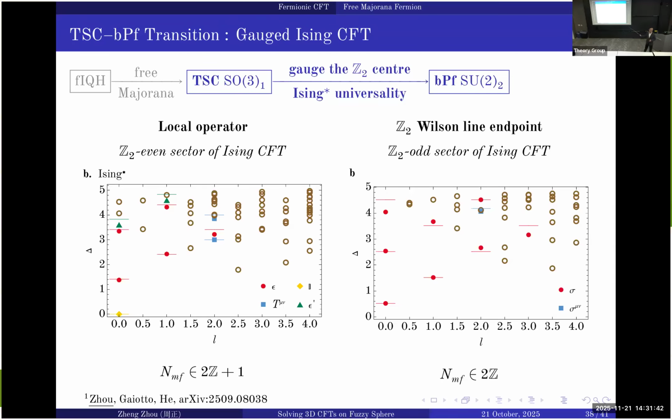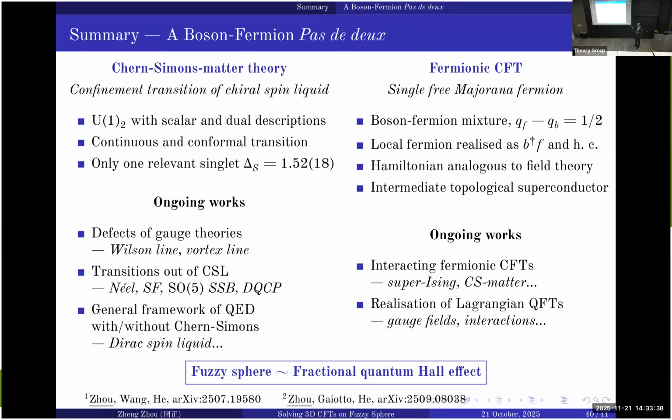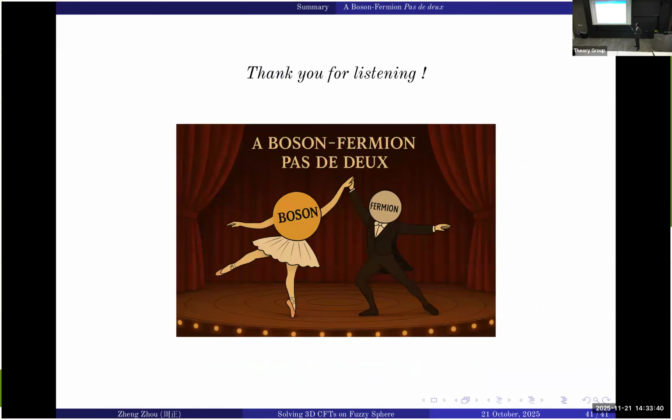The final message today is that we are building a connection between fuzzy sphere and the fractional quantum Hall effects. Using the fractional quantum Hall effects, we can realize many interesting transitions between topological orders on the fuzzy sphere. And in return, the fuzzy sphere can help us answer many questions about the fractional quantum Hall transitions that have been standing for decades. And I noticed that all these setups today involve both bosons and fermions.